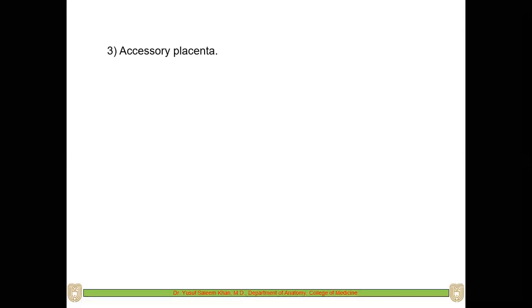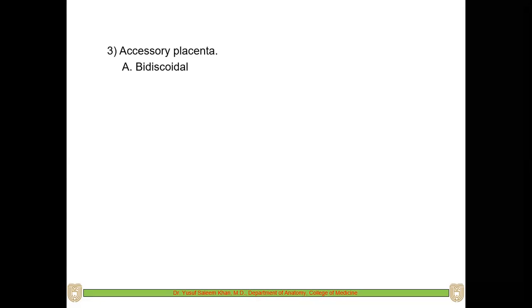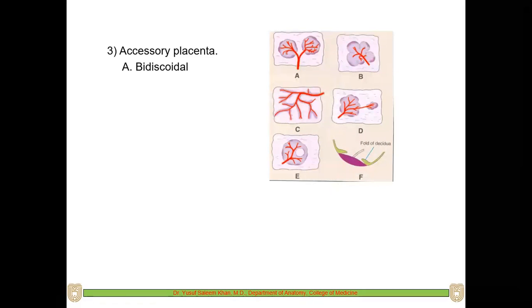Then there are also accessory placentas. Accessory means additional, which are useless or functionless. One is the bidiscoidal. Usually I said there will be one placenta, but sometimes there can be two placentas. Here you can see there are two placentas. The same placenta has been divided into two, or sometimes there can be actually two placentas.